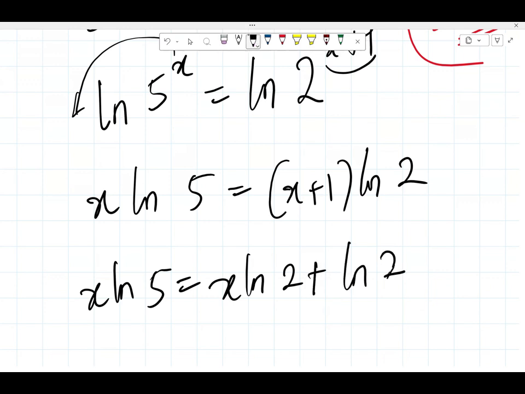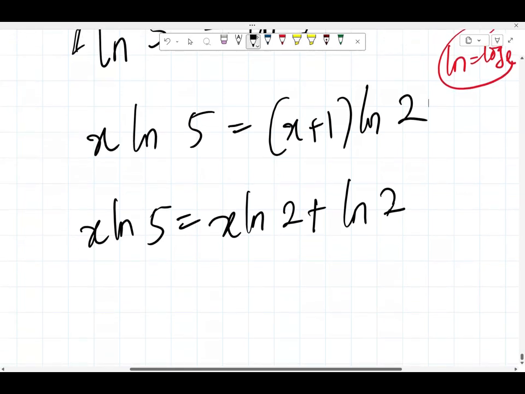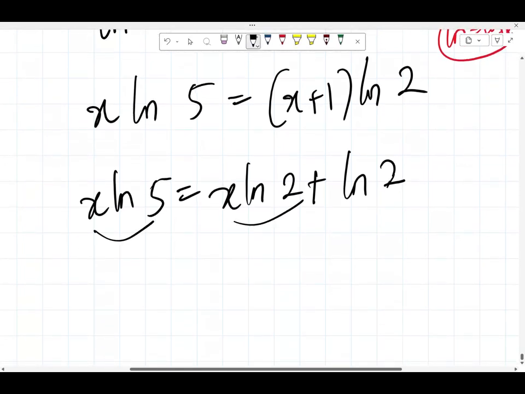Okay, that's natural log. By the way, ln, I like to call it ln. I'm not sure if that's the best way to call it. Ln is log to base e. Okay, it's natural logarithm.